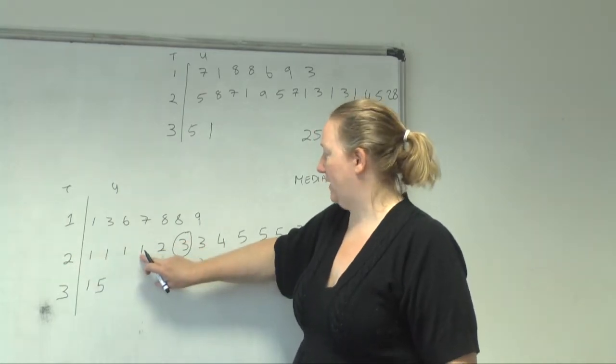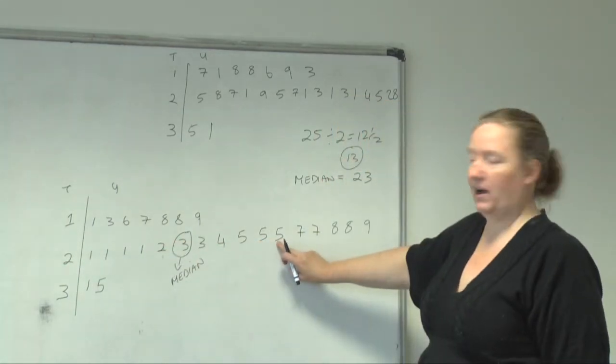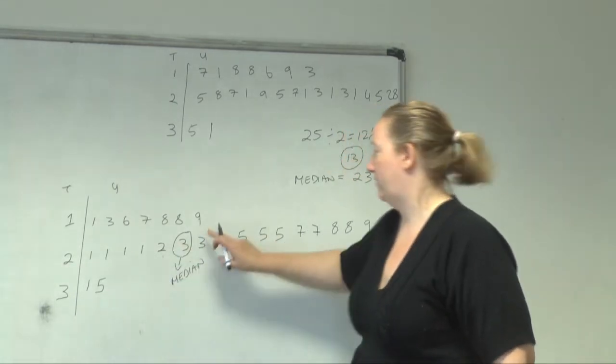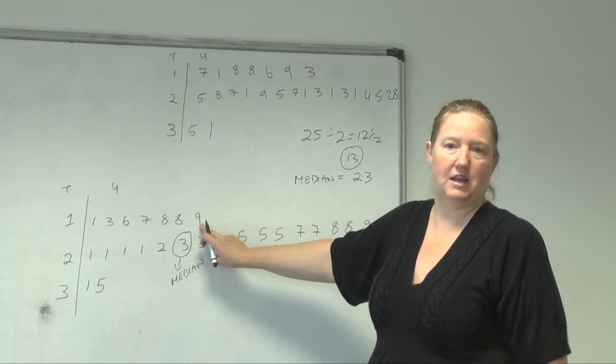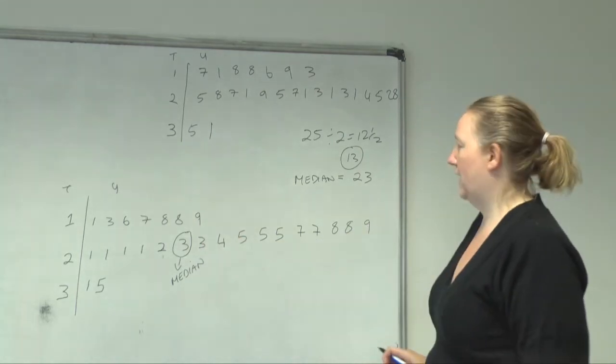That number is 21. That number is 25. That number is 35. That number is 19. Just because it's a 9 on the end, it represents 19. Okay? Just be careful with that.